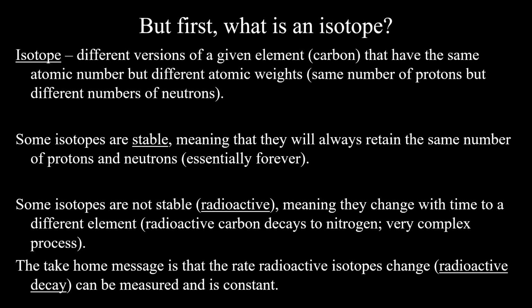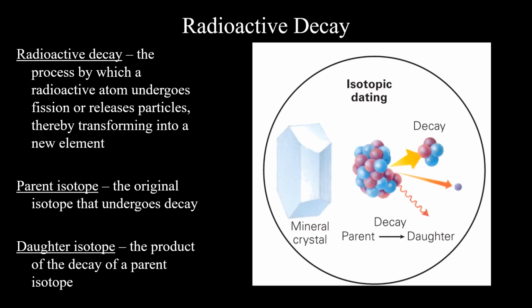And so they will actually go through a very complex decay process, sometimes it's relatively simple. And we know that that decay has a relatively constant rate to it. And so we're going to take advantage of this radioactive decay, these isotopes that are unstable, as little clocks.